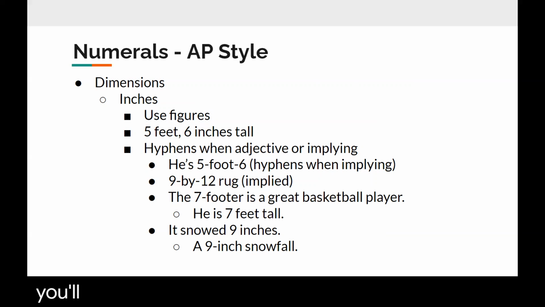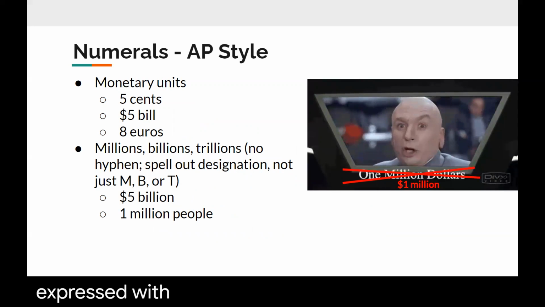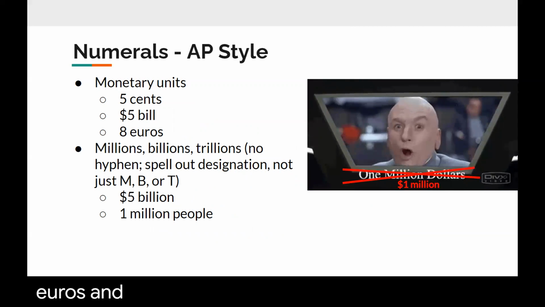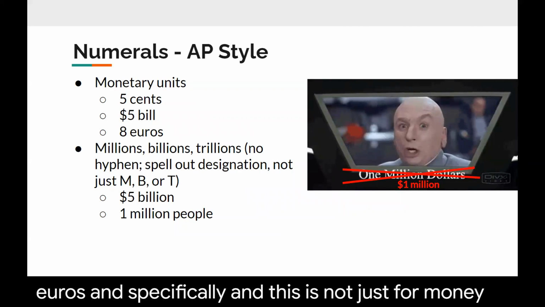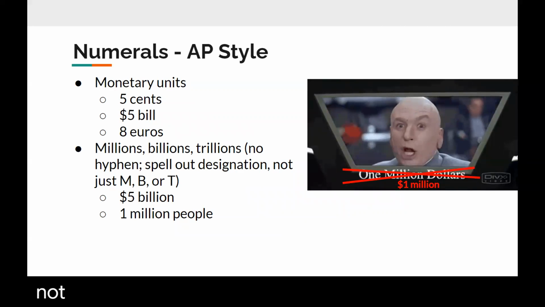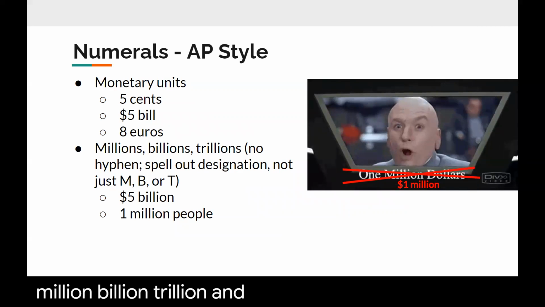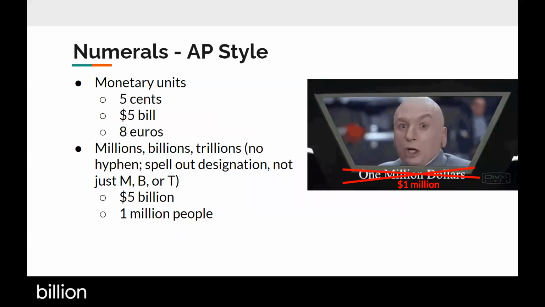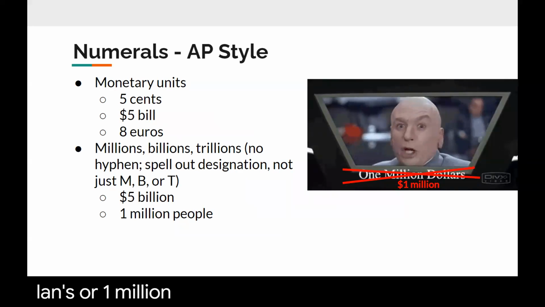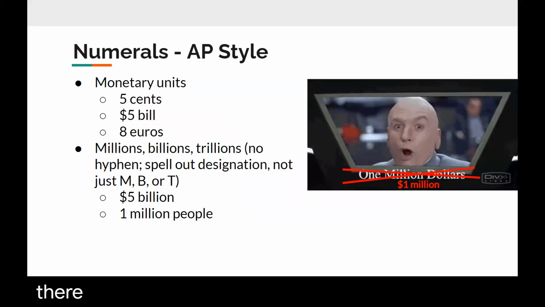then you'll hyphenate it. Monetary units are almost always expressed with numbers. So 5 cents, a $5 bill, 8 euros. And specifically, and this is not just for money, but for any use of millions, billions, or trillions, you will not hyphenate it. You will spell out the designation, such as million, billion, trillion, and not just use a symbol. So $5 billion, you would use the number for how many billions, or 1 million people, you still use the numeral there instead of spelling out 1.